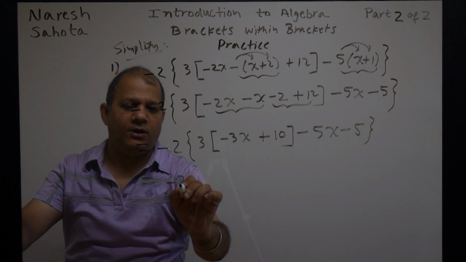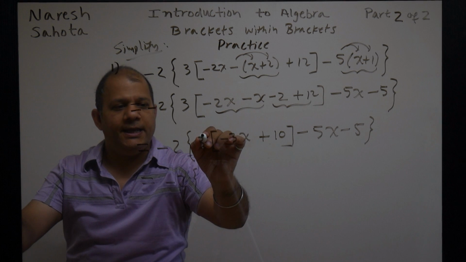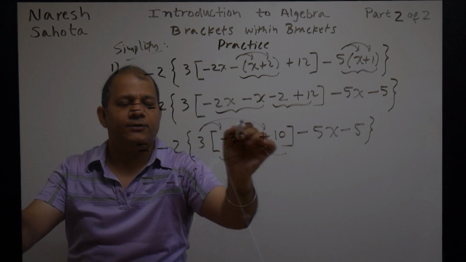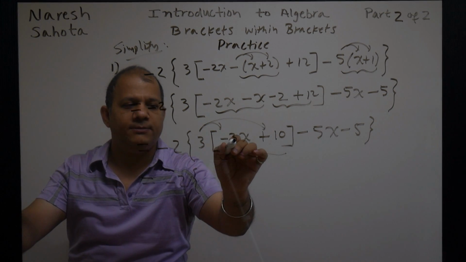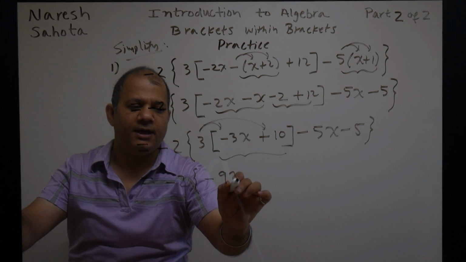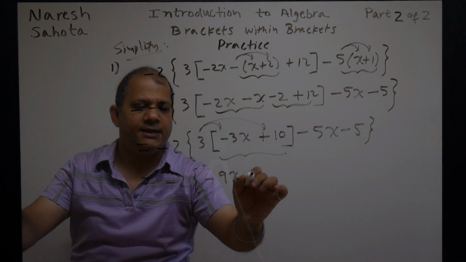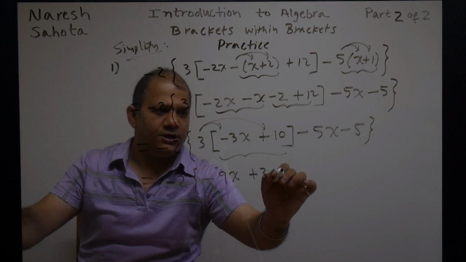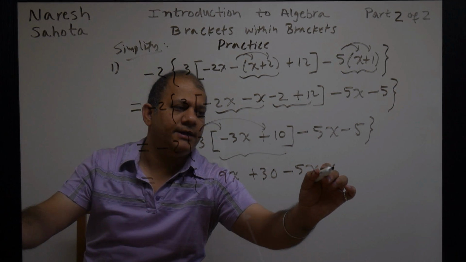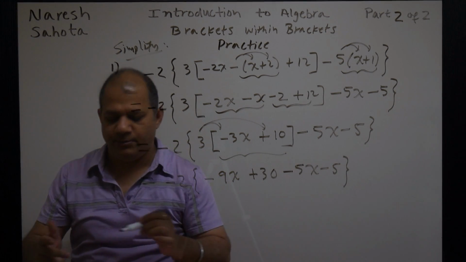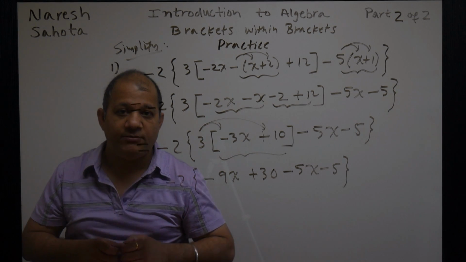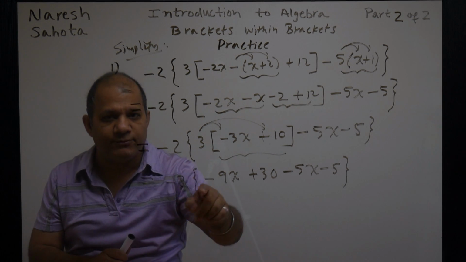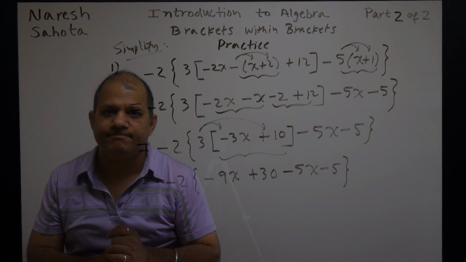And now at the next step, copy the factor of -2. And now to really remove this bracket, we can multiply the factor of 3 with both terms. So 3 times -3x is -9x. 3 times 10 is 30. And now copy the last 2 terms, -5x minus 5, and close the curly bracket. So now you can see we have removed the inner parentheses and the inner square bracket. Now we're just left with the curly brackets, right?